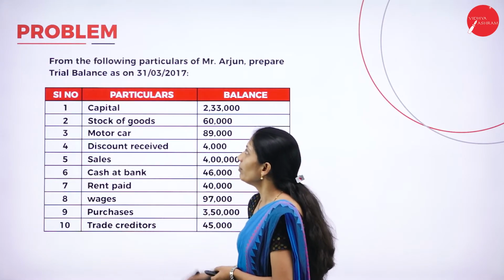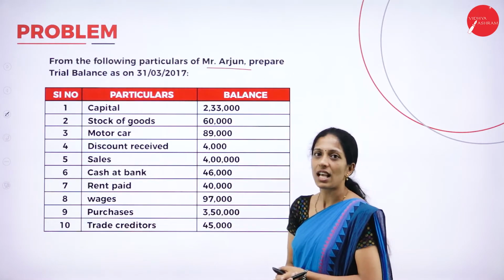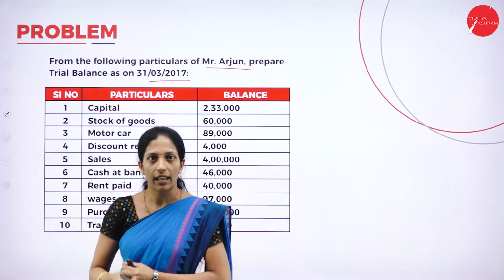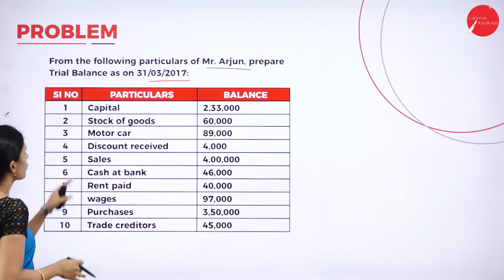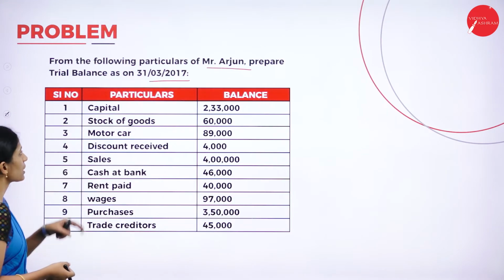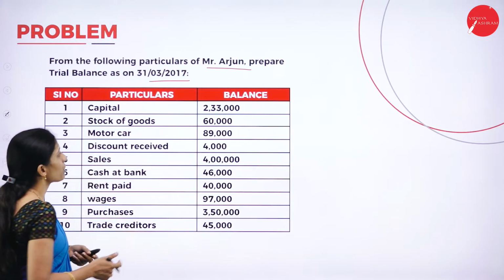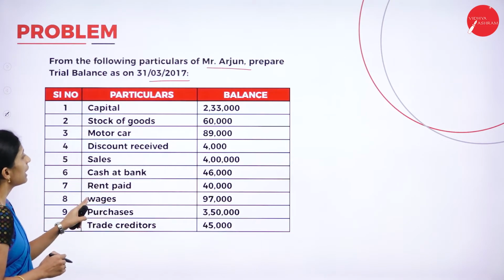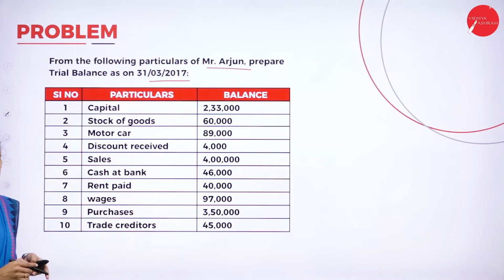Now here there is a problem: from the following particulars of Mr. Arjun, prepare the trial balance as on 31st March 2017. They have given the balance of each and every account, and they are asking us to prepare the trial balance. Now go through this table. They have given capital 2,33,000, stock of goods 60,000, motor car 89,000, discount received 4,000, sales 4 lakh, cash at bank 46,000, rent paid 40,000, wages 97,000, purchases 3,50,000, trade creditors 45,000.